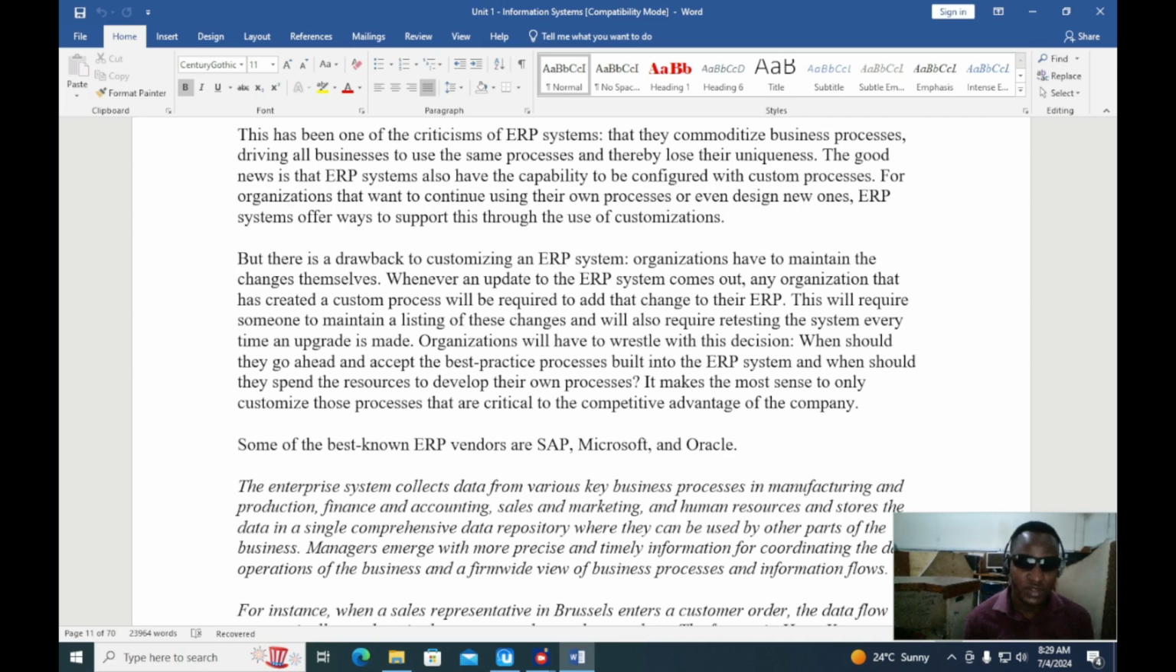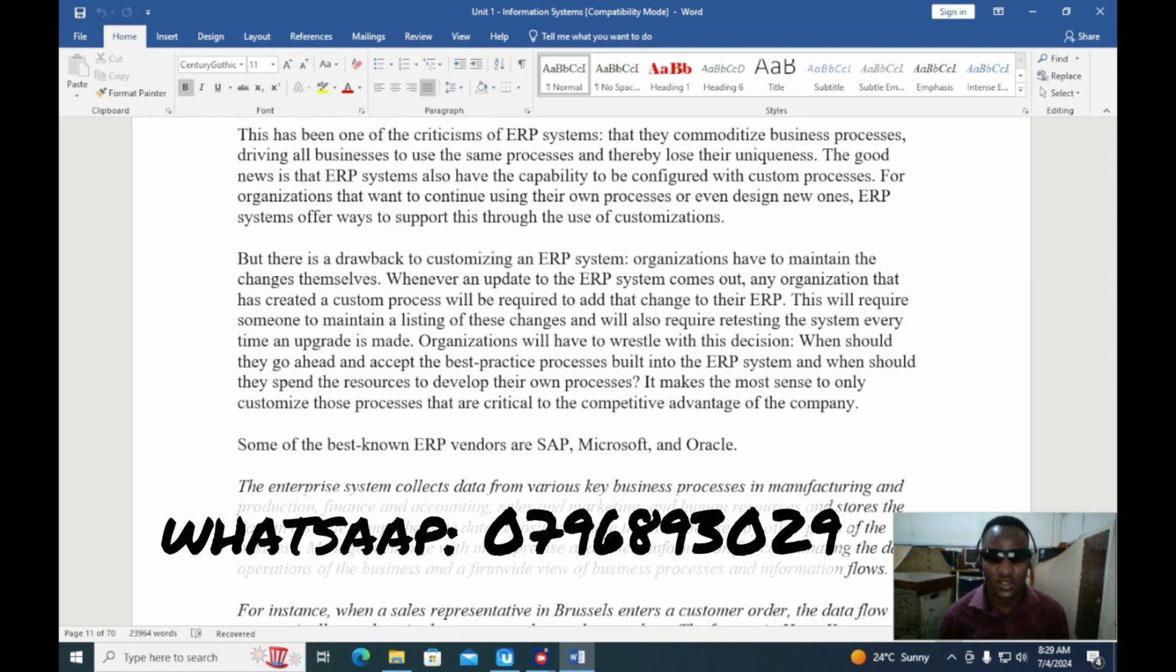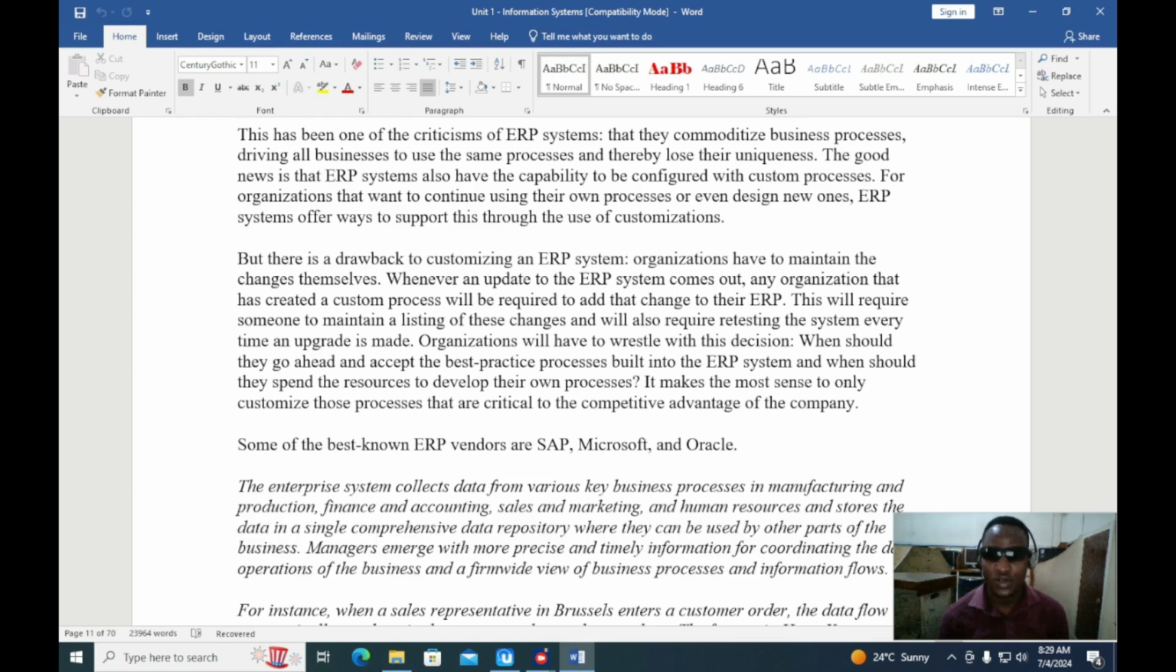But it's good news that ERP systems also have the capability to be configured with your custom processes. So if your organization wants to continue using your own processes, or maybe come up with other processes, you can customize the ERP to adapt to your processes. It's important to understand that we have a drawback in customizing these ERP systems, because the organizations will have to make sure they are maintaining the changes they are making to the ERP themselves.